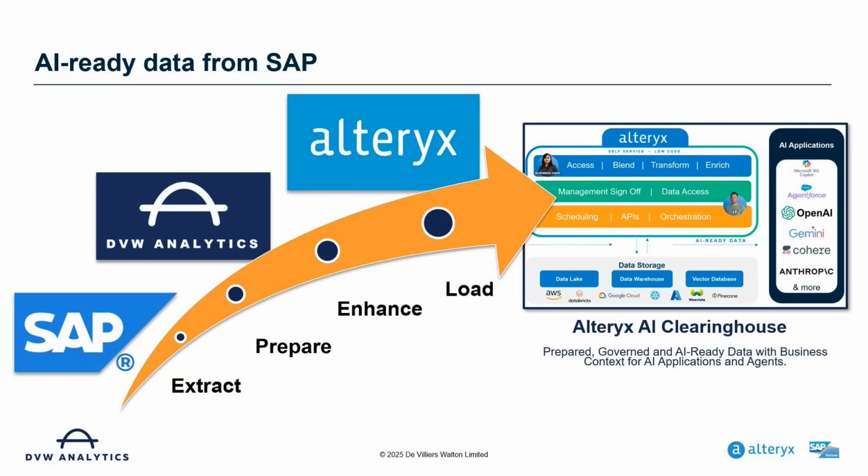Large language models are very good with unstructured data. We all know that they are not quite so good with structured data. So making sense of tabular data is not something in the wheelhouse of the LLM to do a particularly good job of without some help. That is where Alteryx comes in. With the help of the DVW connectors, once you have extracted the information from the various SAP systems, you can then use Alteryx to make it AI readable.